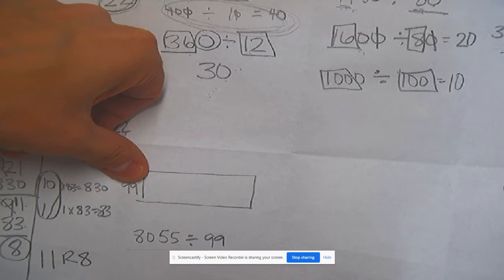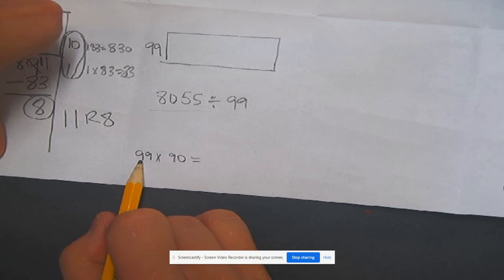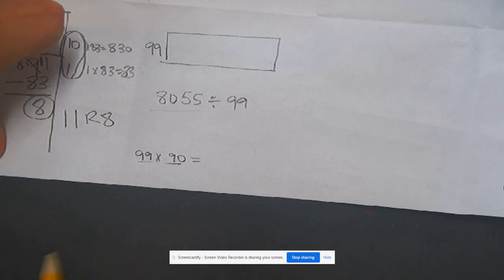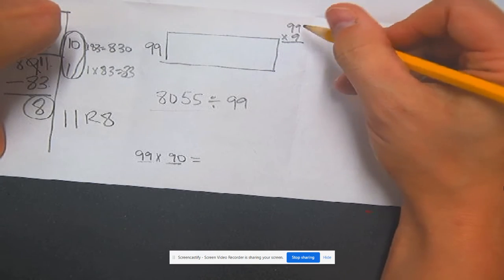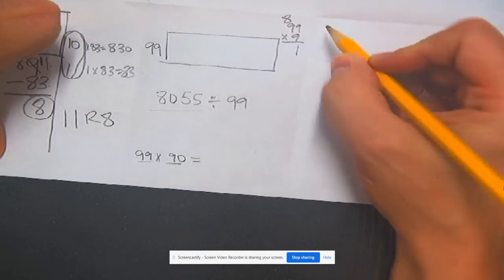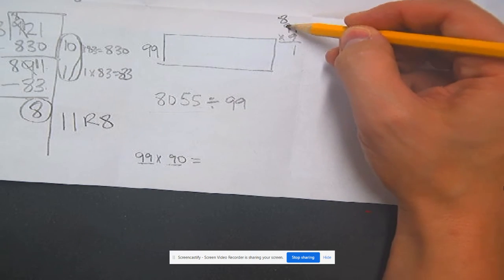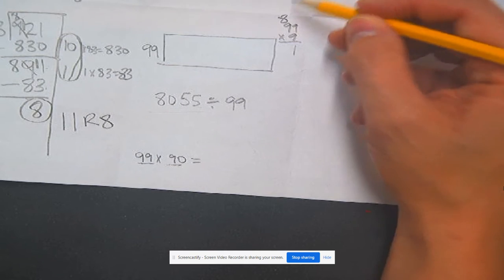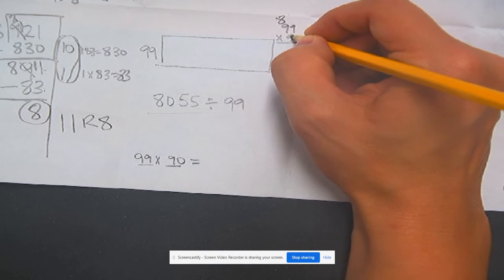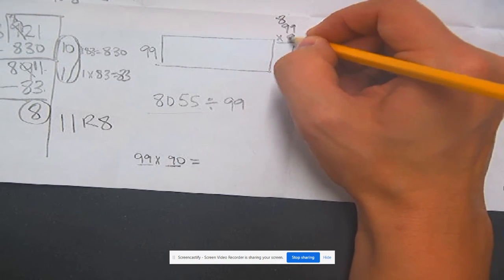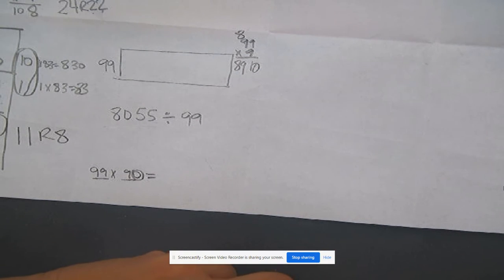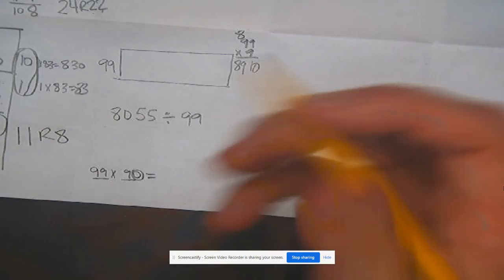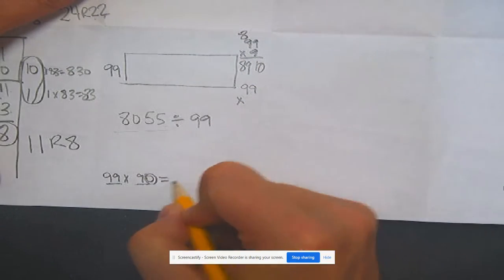So 99 times 90. What do I do to make it easier? 99 times 9. 9 times 9 is what? 81. Put down the 1, carry the 8. Now what? 9 times 9 plus 8 is? 89. But then what do I have to do with the 0? Does that one work? No, too big. 80? Okay, so what do I really have to do?